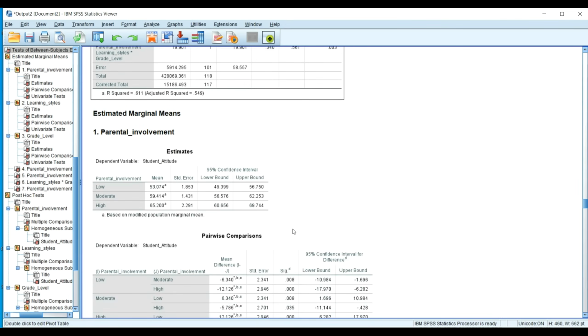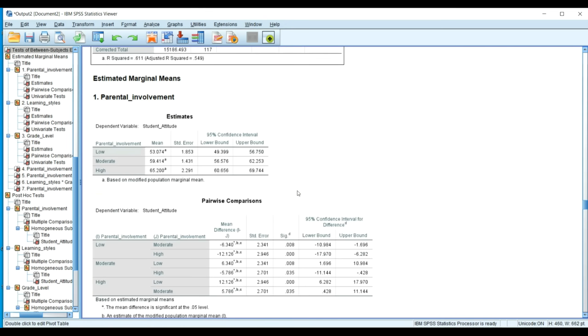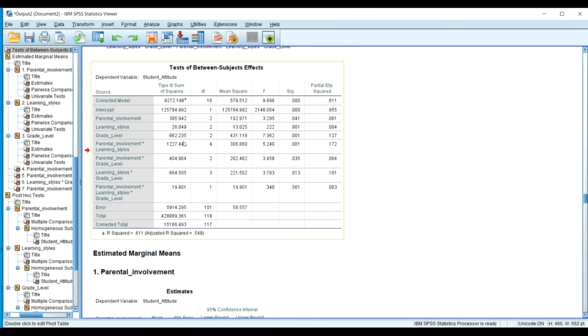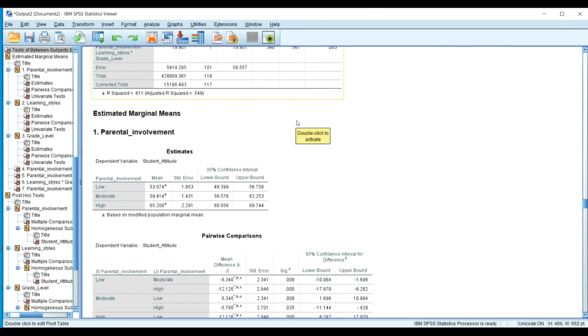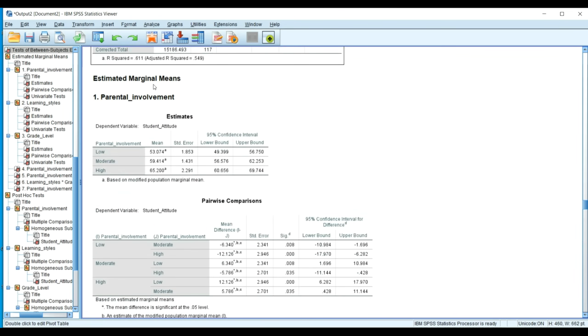So you need to do this with the support of an expert. But again, let us see how. First of all, let's go to the test of between subject effects. First, parental involvement significantly contributes to students' attitude, but let us see how it does that. Now, the estimated marginal means gives us an idea.